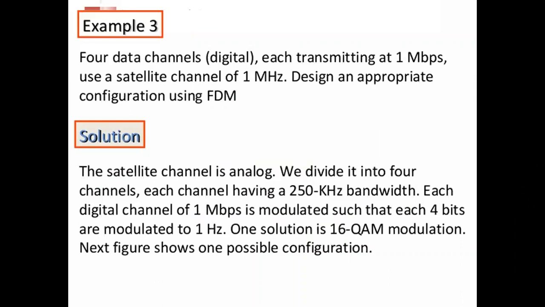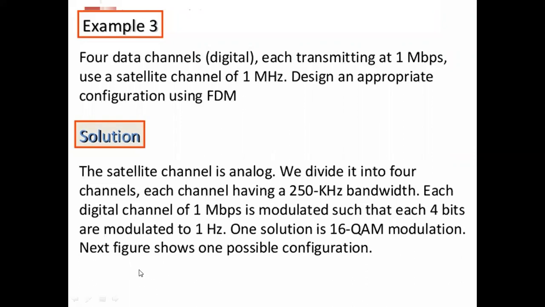4 data channels are there, each transmitting at 1 Mbps. Now the speed is given as 1 Mbps. Use a satellite channel of 1 MHz. Design an appropriate configuration using FDM.